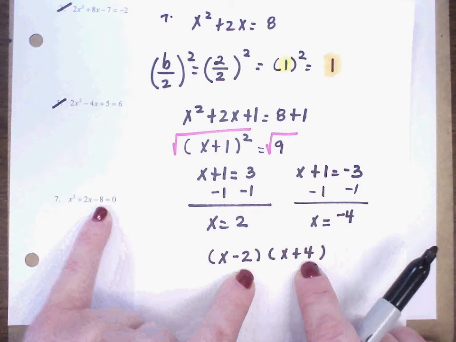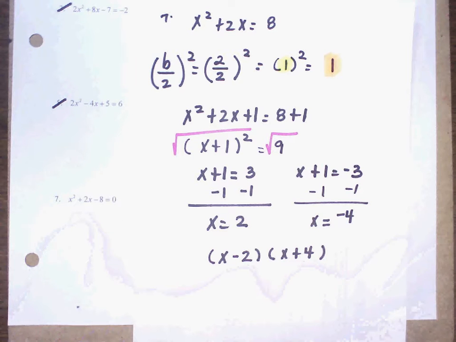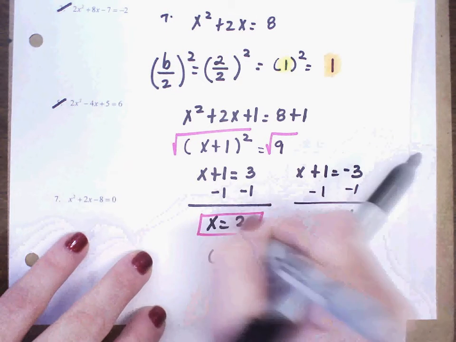All right. Negative 2 times 4, is that negative 8? And negative 2 plus 4, is that positive 2? There you go. You got it right. So it takes only a hot minute to check if you've done it right or wrong.